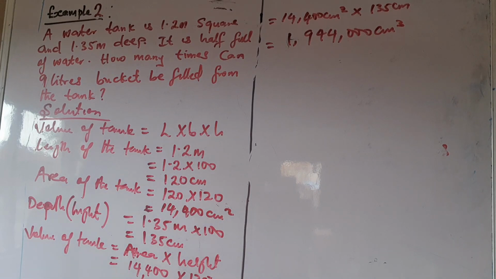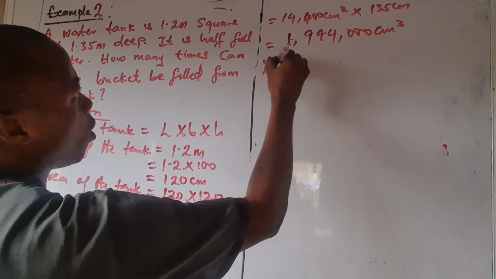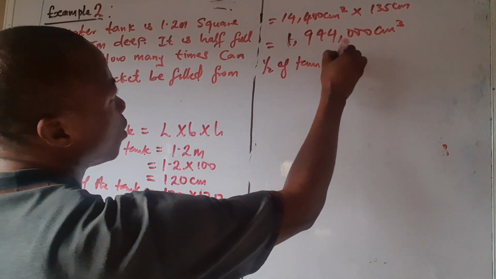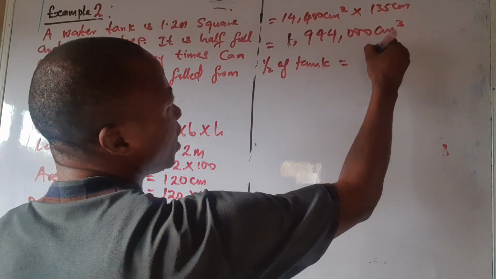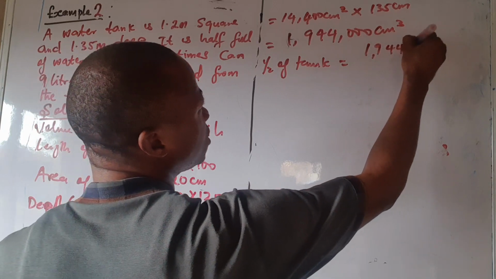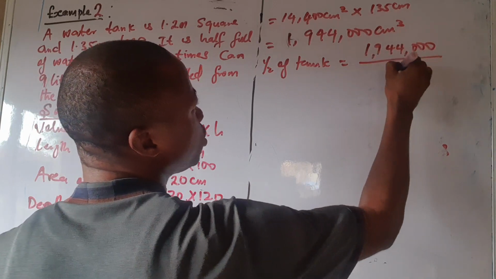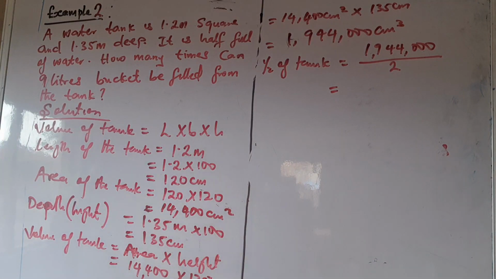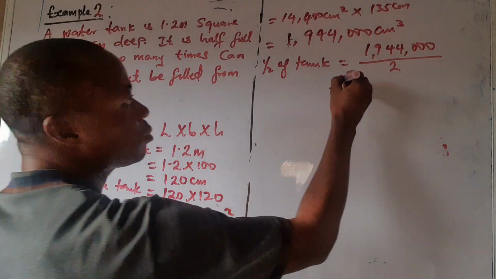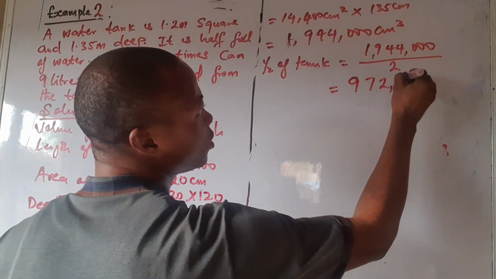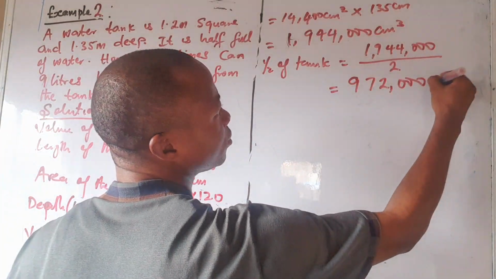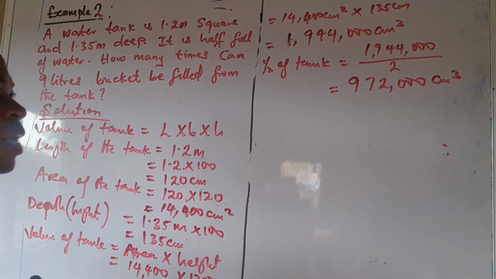But we should not forget, this is the total volume, the volume of the tank. But we are told that it is half filled. So half of the tank will equal 1,944,000 divided by 2. If you divide this by 2, it's going to give us 972,000 centimeter cube. So this is the half of the tank.